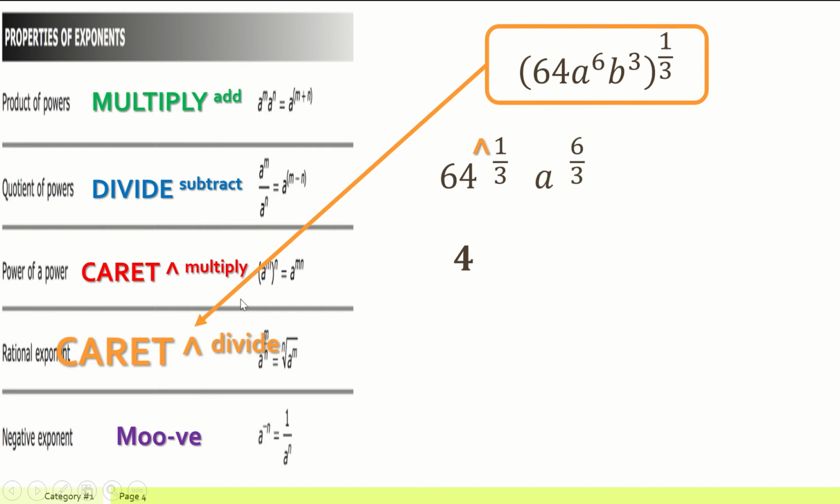Base a raised to the 6 divided by 3. And then base b raised to the 3 divided by 3, which would give us b to the first. Now remember, it is not necessary to write an exponent of 1. It's already understood, so we do not have to write that exponent of 1. So your final simplified expression here would be 4a squared b.